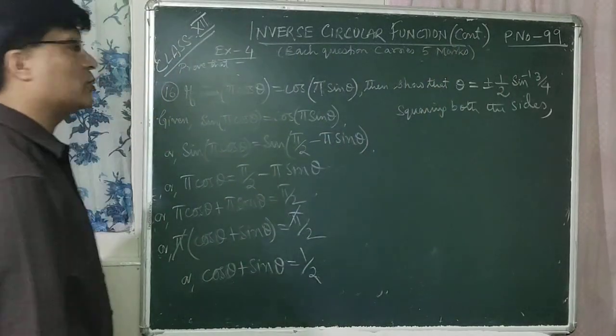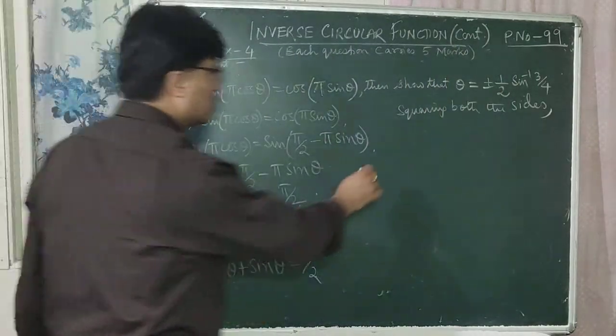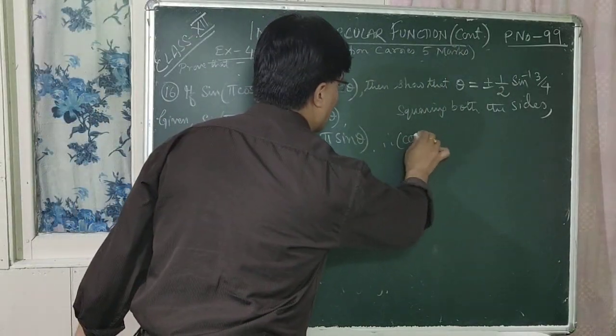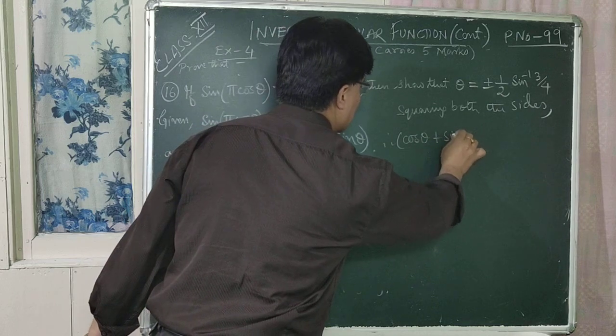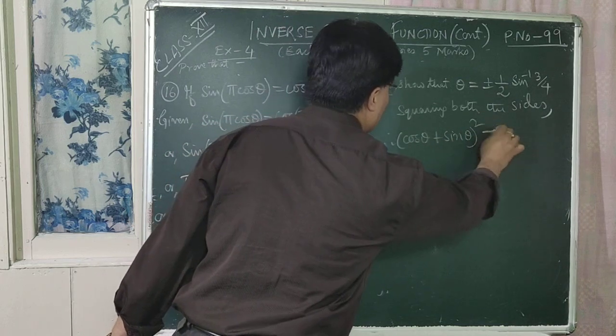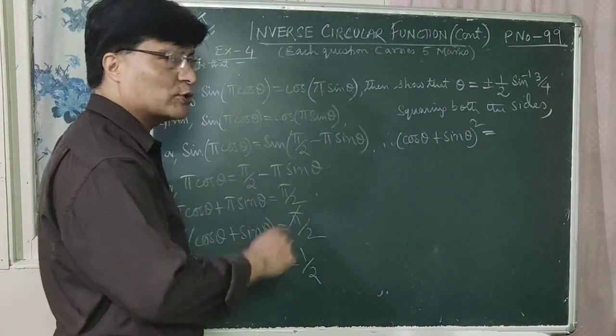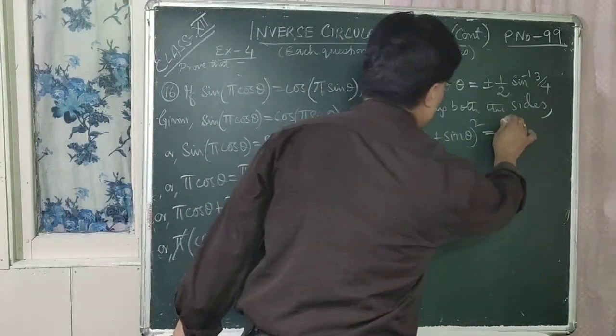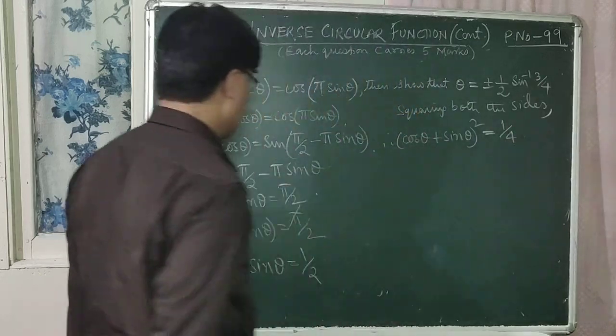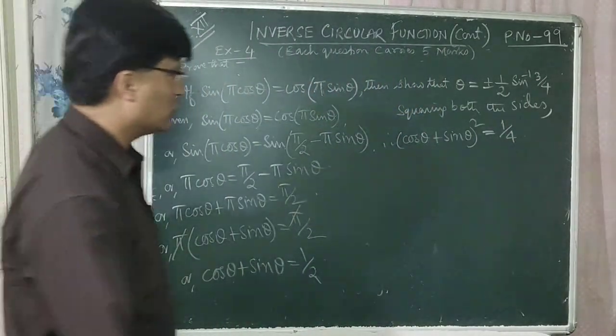So what do we get? Squaring both the sides, what do we get? Therefore, (cos theta + sin theta) whole square is equal to half whole square, isn't it? You have to square both the sides. It is 1/4, right? Half whole square is 1/4.